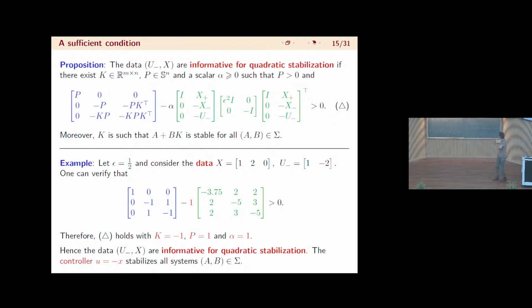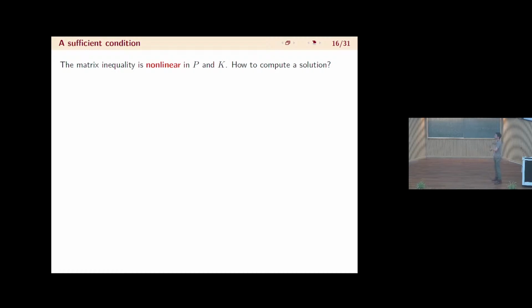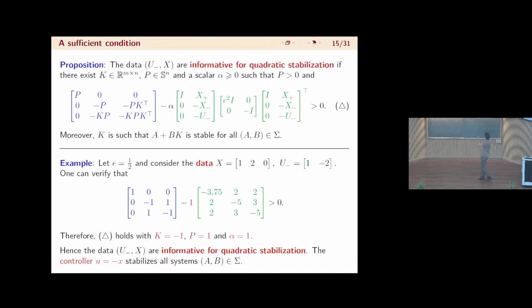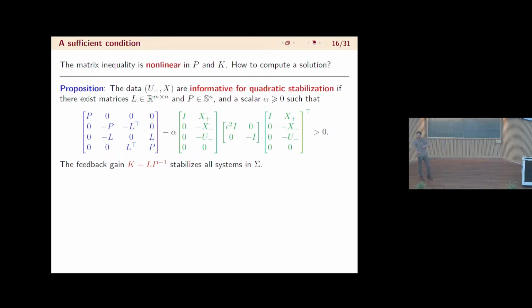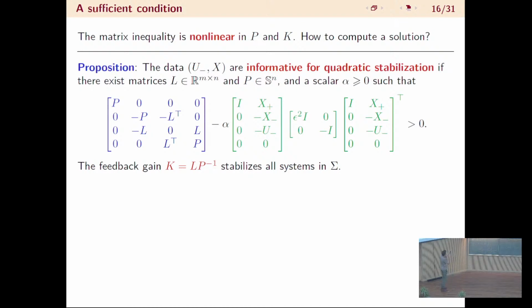That's fine. Then I'll continue with this question, like how to compute a solution to this matrix inequality, right? So, as we concluded before, we had this product in this matrix inequality, this P times K. So this is a nonlinear matrix inequality. But it turns out that we can reformulate that as a linear matrix inequality using a Schur complement argument and a change of variables. So let's go over the proposition. I claim that the data are informative for quadratic stabilization if there exist matrices L, P, and the scalar alpha, such that this matrix is positive definite. And moreover, if you find such a solution to this now linear matrix inequality, then the feedback gain K equals L P inverse stabilizes all systems in sigma.